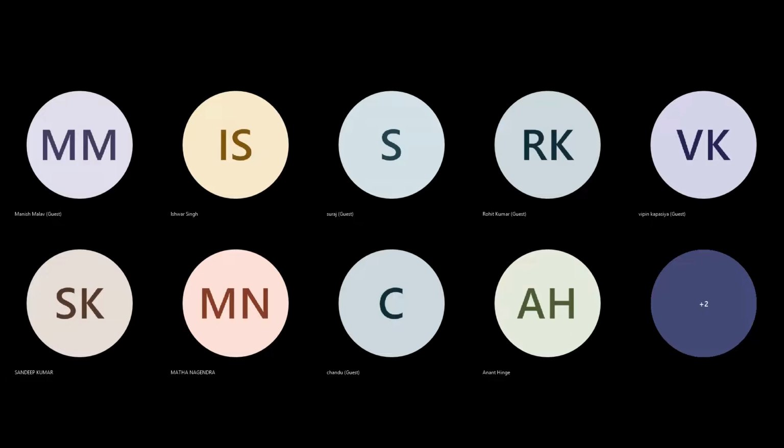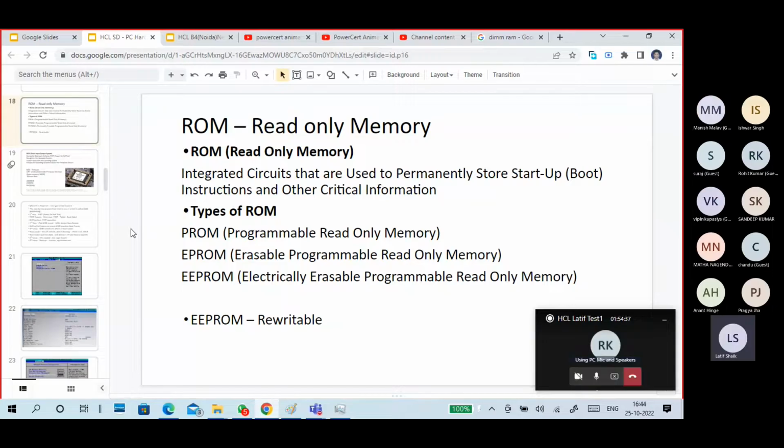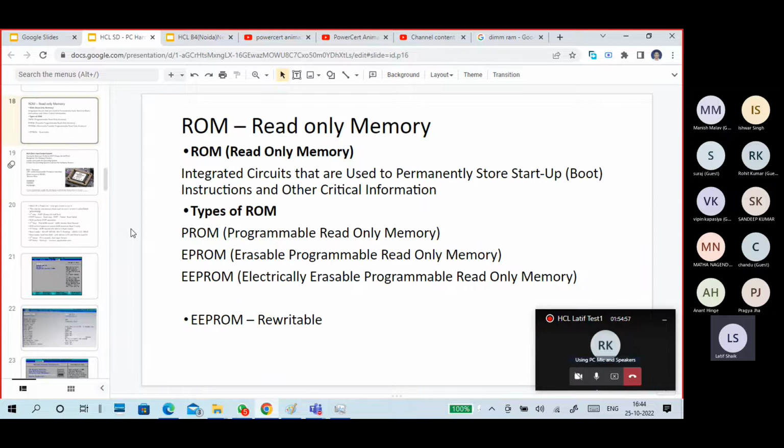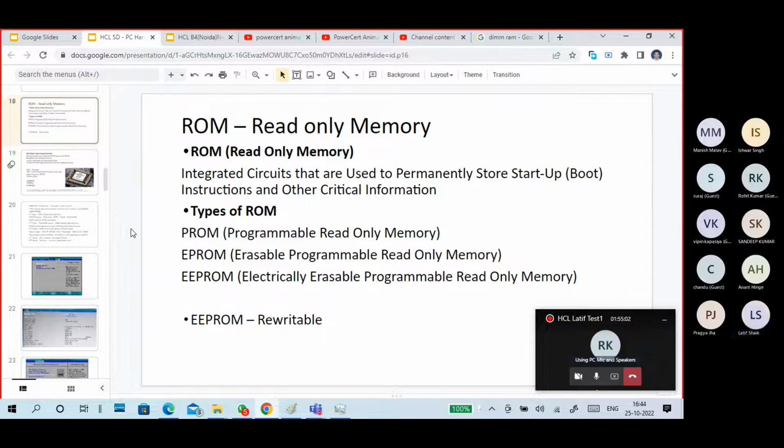PC hardware components. Some component names we have seen, like CPU and RAM. Here it is ROM. ROM is a very big chapter out of everything. Why? Because of BIOS. ROM is a simple word, but BIOS has a lot of things in it. Even though it is not a very big component, first of all, we will see what a ROM is.